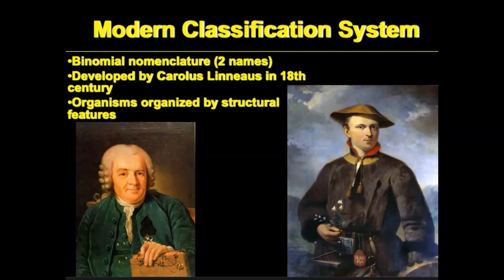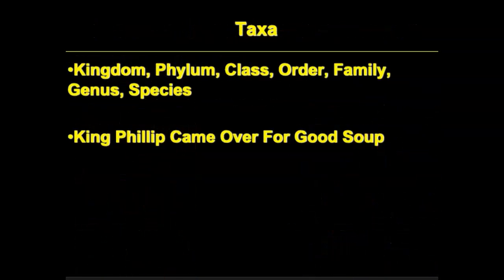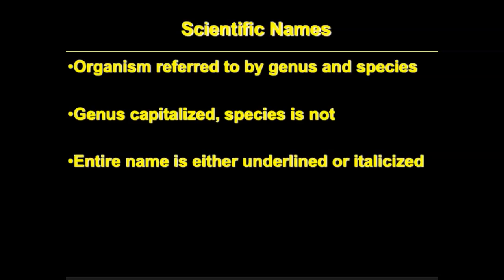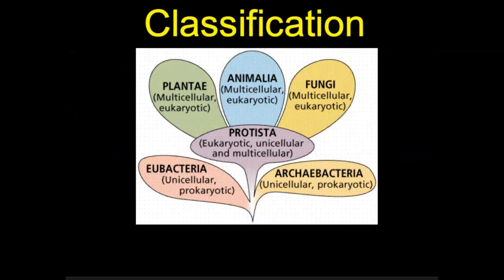He came up with our current classification system, and that is the system with these taxa: the kingdom, phylum, class, order, family, genus, species. If you're wondering why I put King Philip came over for a good soup, if you look at the first letter for all of those, it's an easy way to remember it. Kingdom is the most general, and species is the most specific. When we write a species name, we generally write it italicized, with the genus name capitalized and the species name not capitalized.